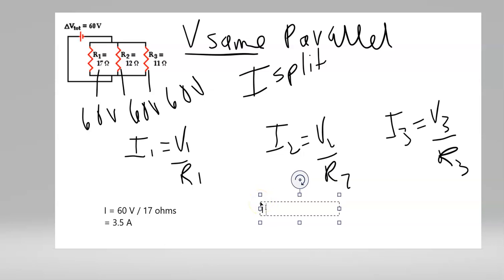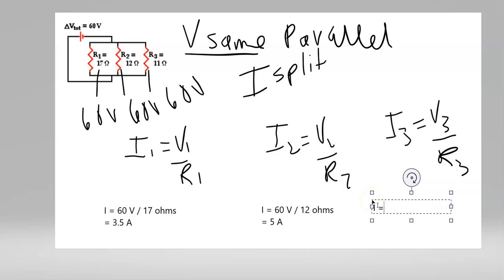My second one, I is going to equal 60 volts divided by 12 ohms. That's going to be 5 amps. And then my last one will be 60 volts divided by 11 ohms, and that's going to give me 5.45 amps.